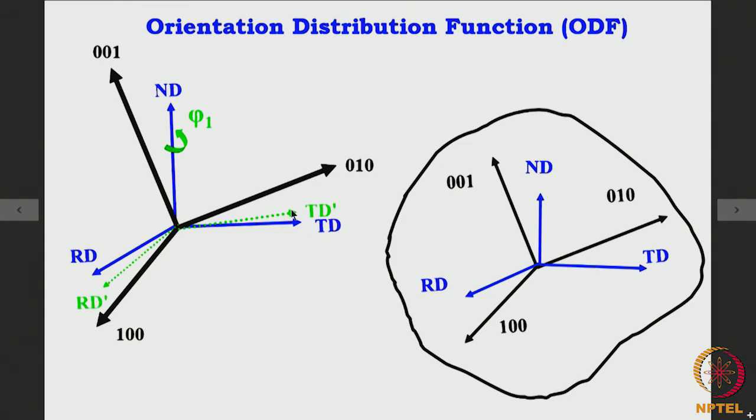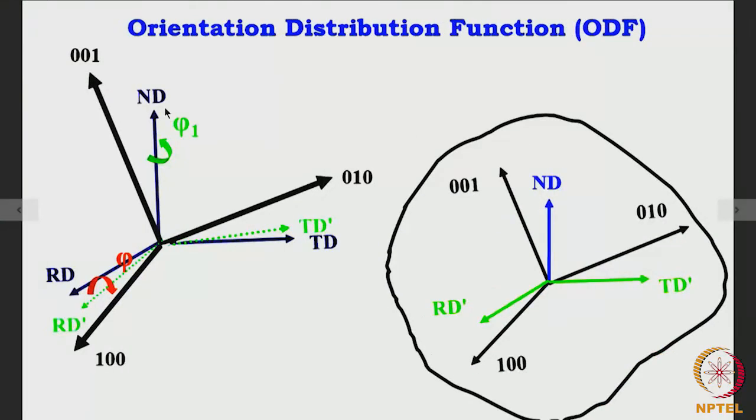So, Bunge suggested the amount of the rotation phi 1 should be such that the new position of RD, which is RD prime, becomes perpendicular to the plane contained by 001 and ND. Okay. So, once this is done, this is what happens here. This is RD prime, this is TD prime.